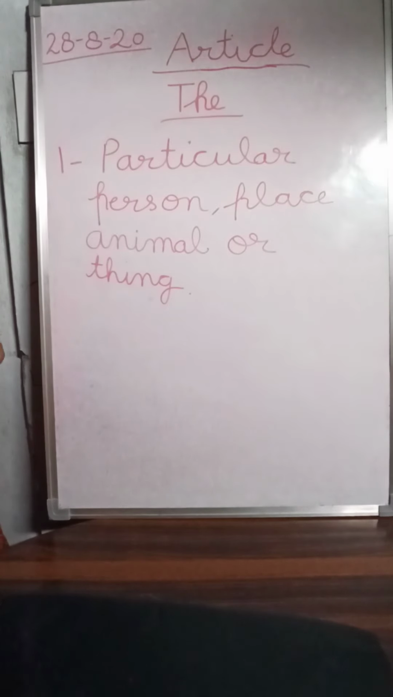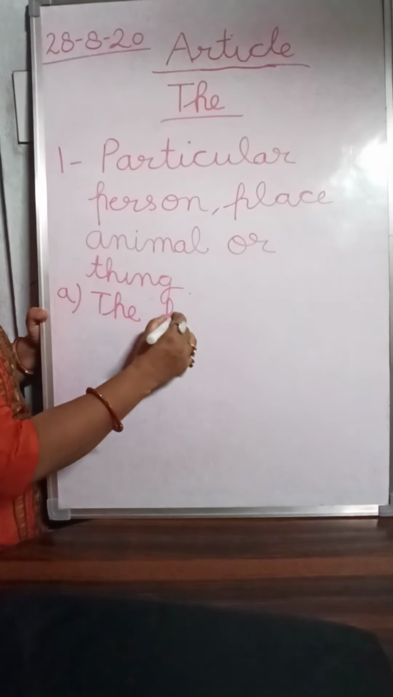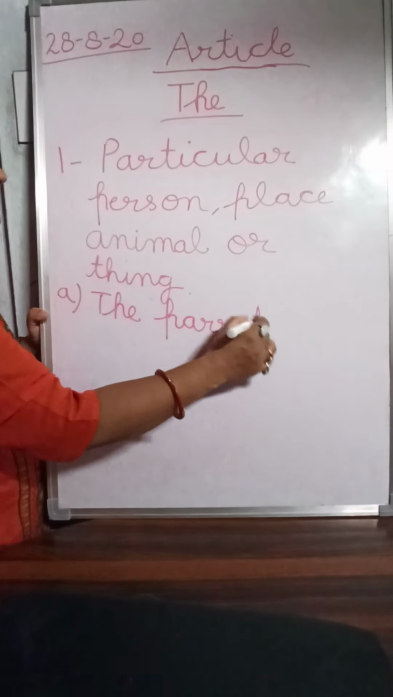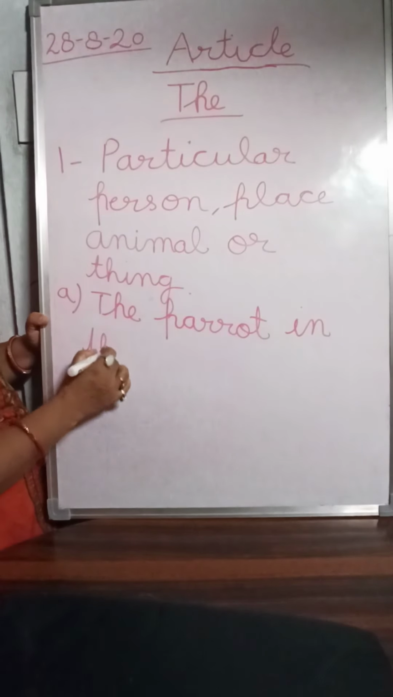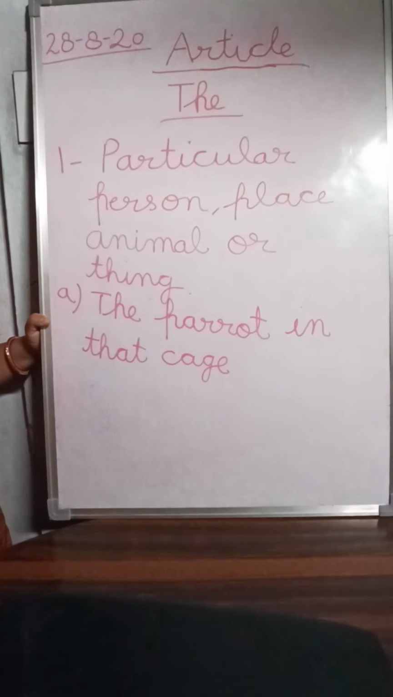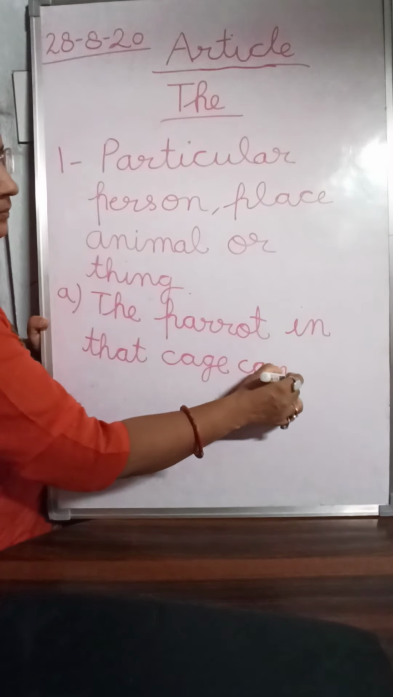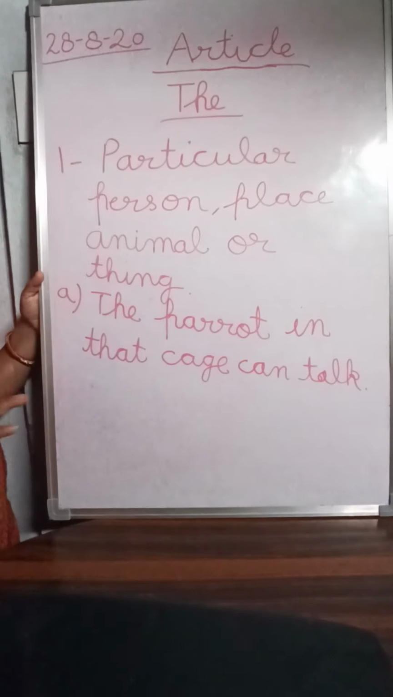Okay, for example, if I say the parrot. Now read this sentence very carefully. I have written: the parrot in that cage can talk. Children, as you know, a parrot can talk. We all know that a parrot can speak. Okay, but here we are not talking about any parrot. Here we are talking about a particular parrot, the parrot that is in that cage.